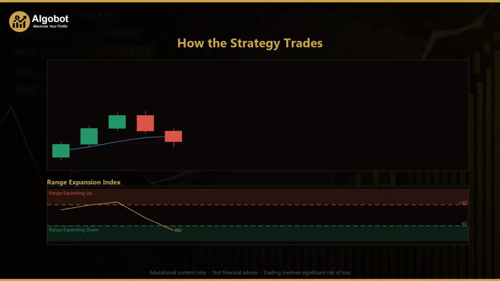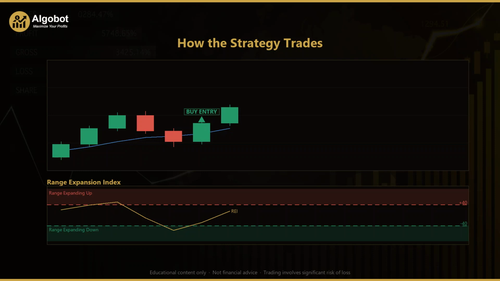Price dips, pulling back toward the rising average, and the oscillator drops sharply into the green zone below -40. This is the temporary pause the strategy is waiting for, not a reversal, just a breather inside a healthy trend. On the very next candle, price closes back up and the oscillator recovers, climbing back through the -40 line.